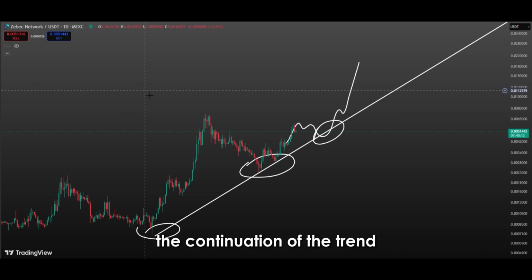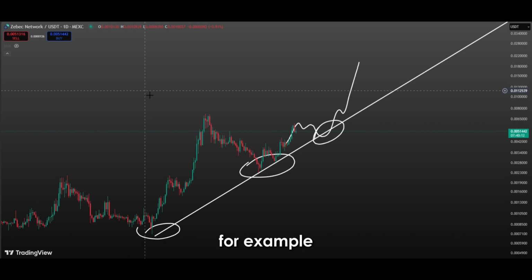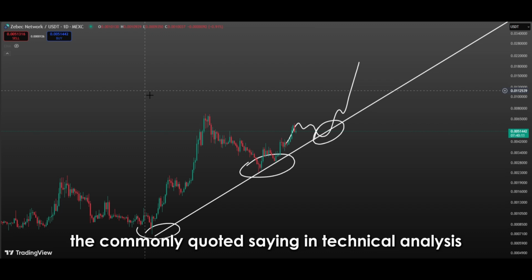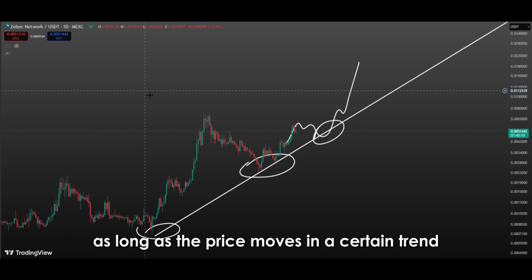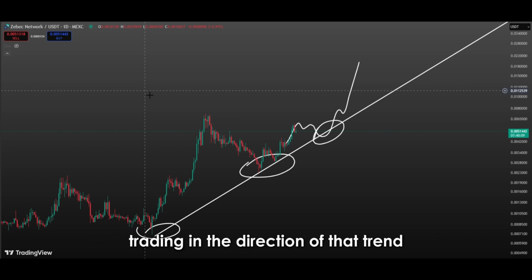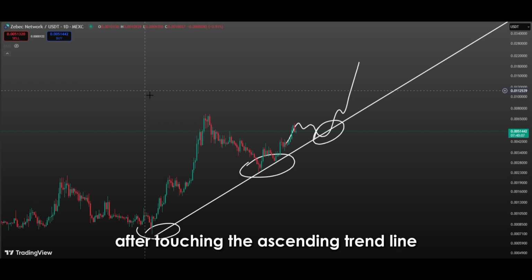The continuation of the trend increases the potential for achieving higher targets. For example, the commonly quoted saying in technical analysis, "the trend is your friend," was not coined without reason. As long as the price moves in a certain trend, trading in the direction of that trend increases the probability of success. In summary, the fact that the price continues its movement after touching the ascending trend line is a very positive development from a technical analysis perspective.